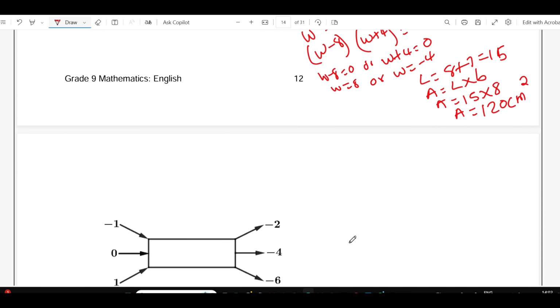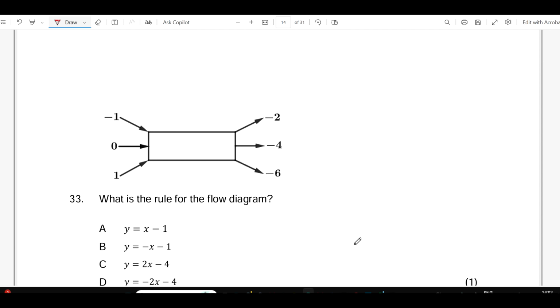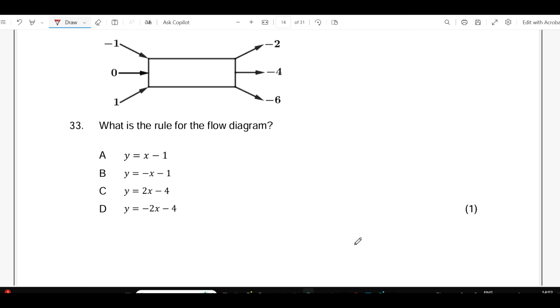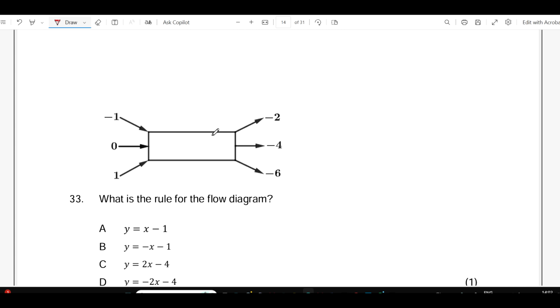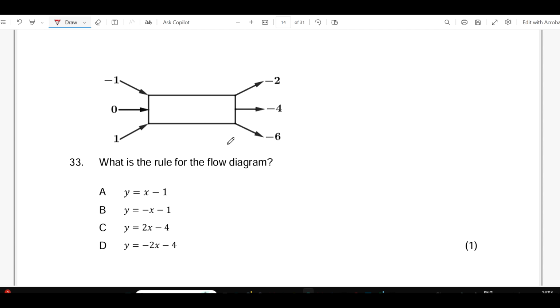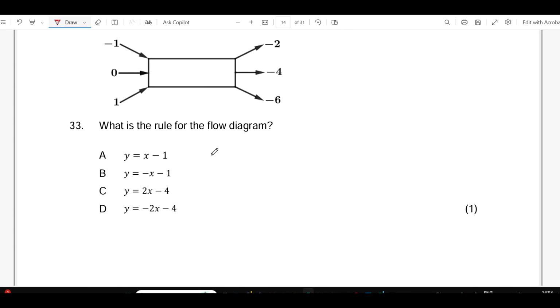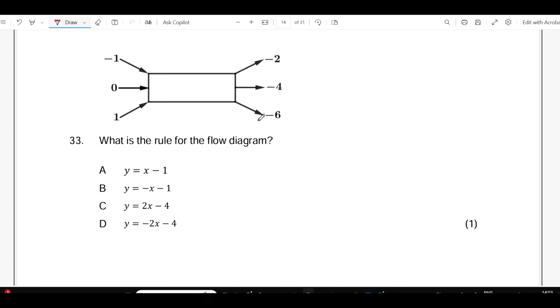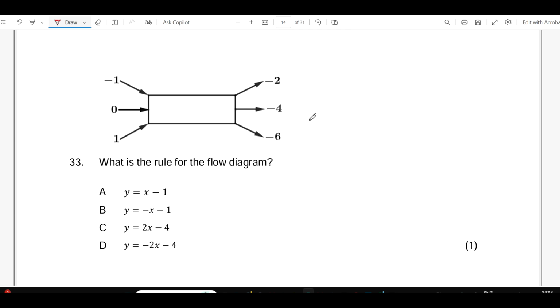Okay, let's proceed to the next one. Let's proceed to number 33. What is the rule for the flow diagram? So I have -2, I have -4, I have -6. So I'm going to use these as x values, and then these are y values.